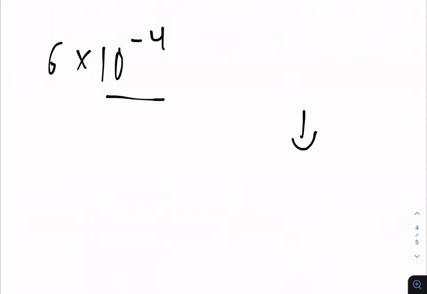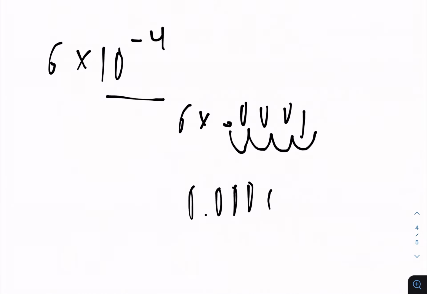And for our final example, let's do 6 times 10 to the negative 4th power. So first we find this part, and that's just, you move the decimal point 4 places, so 1, 2, 3, 4, and so we get 0.0001, and then we multiply that by 6, and we get 0.0006.